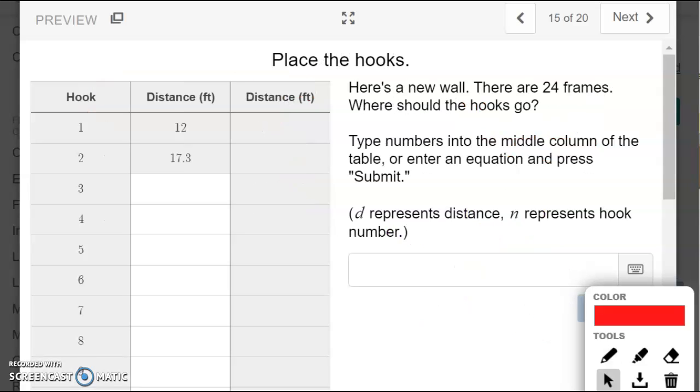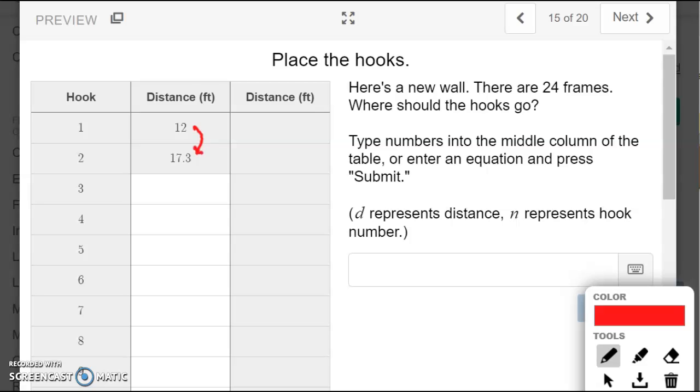Now we have a new wall with just the first two hooks being placed. So we need to come up with the rest of the numbers here. There are 24 frames, or it's far easier to come up with the equation and let Desmos do the work for us. To do that, we need to figure out the common difference. How are the numbers increasing?